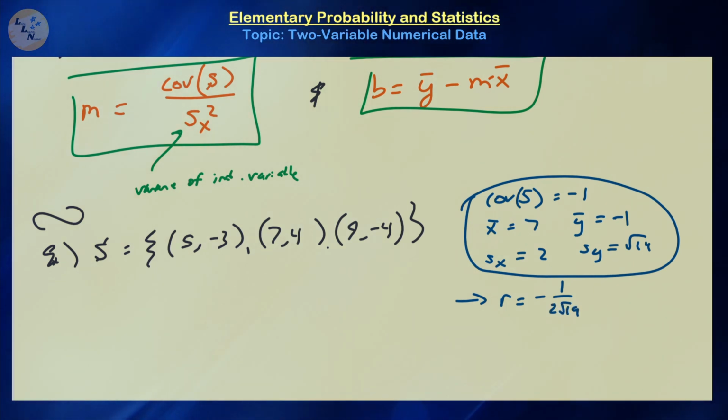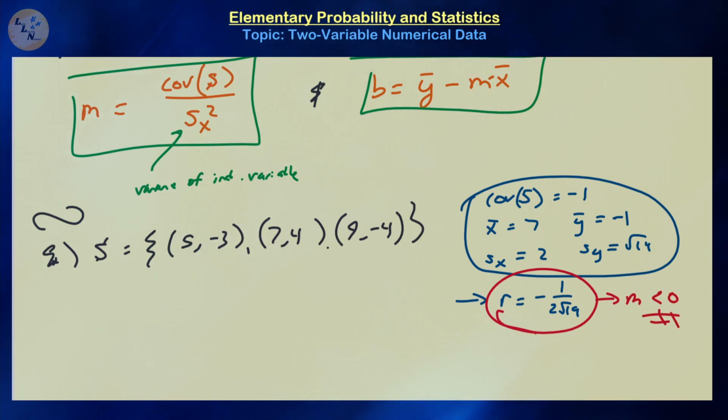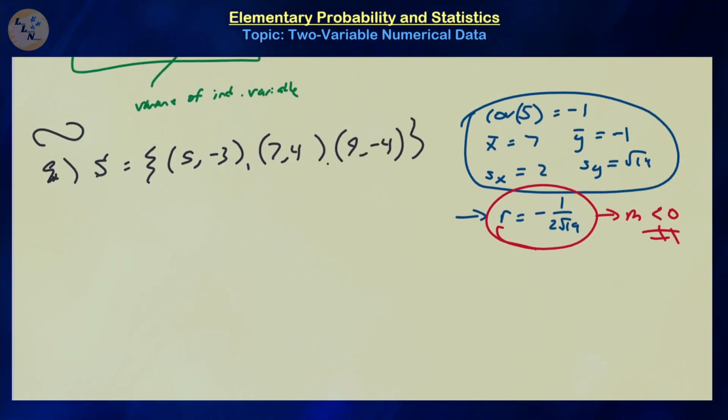Now important, if the correlation coefficient of a data set is negative, this means that the slope of the line of best fit will also be negative. Those are always going to match together. So if your data is positively correlated, that means the correlation coefficient will be positive, and the slope of the line of best fit should be positive as well. Those should always match. Now let's calculate the particular values of m and b.